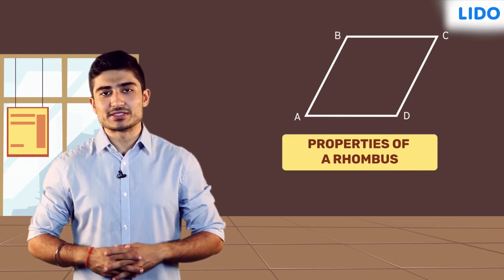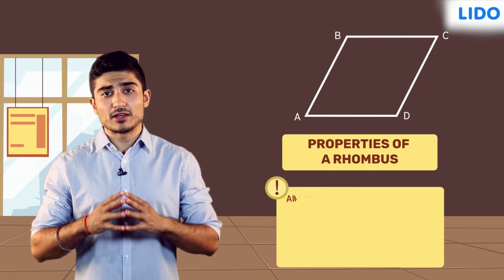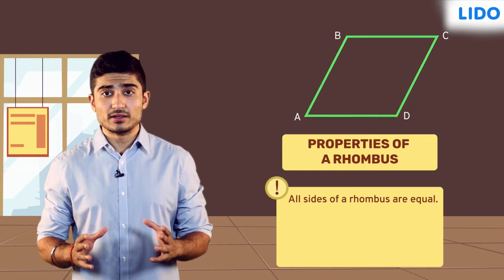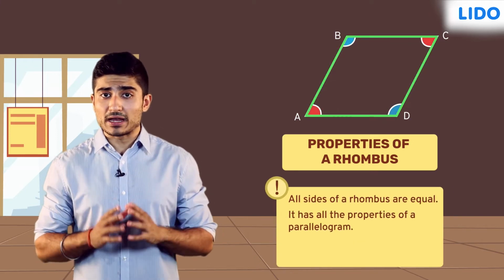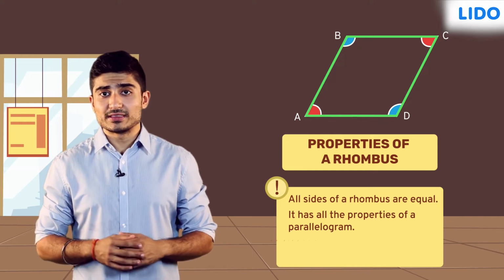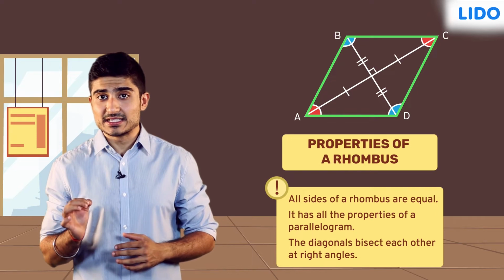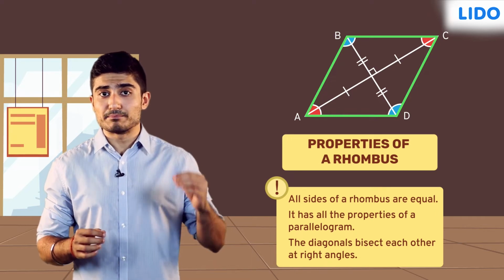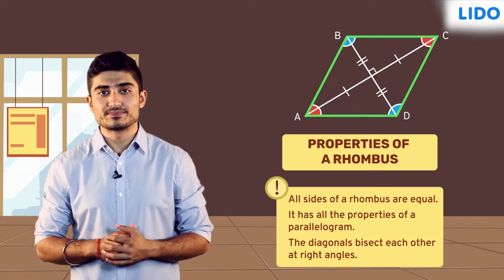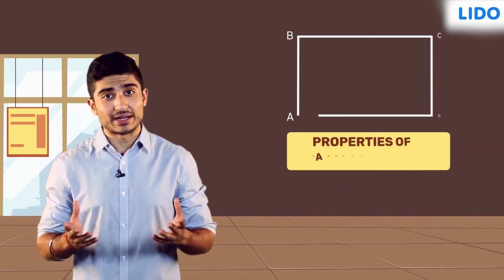Now, let us see some interesting properties of a rhombus. A rhombus is a parallelogram with all sides equal. It has all the properties of a parallelogram. In addition, the diagonals of a rhombus bisect each other at right angles, which means they are perpendicular bisectors of each other.